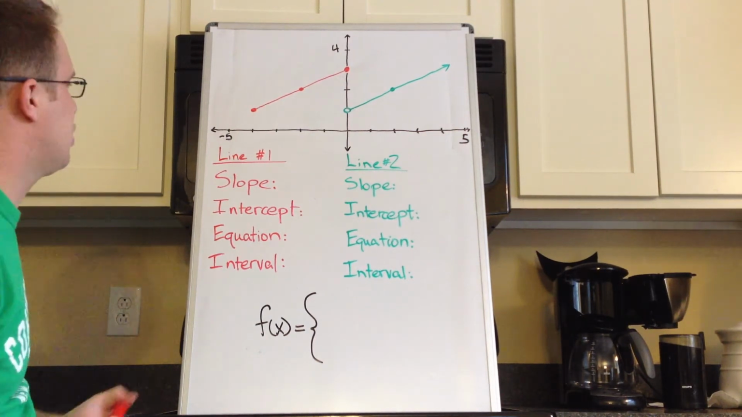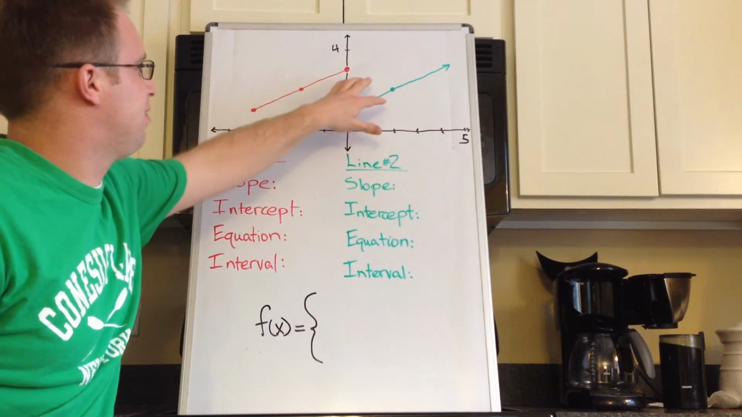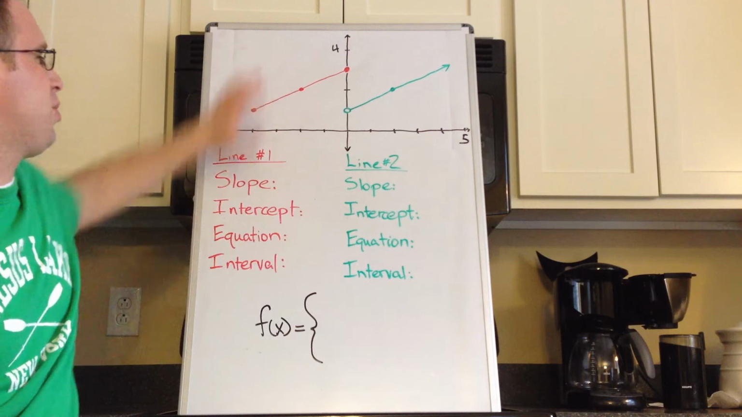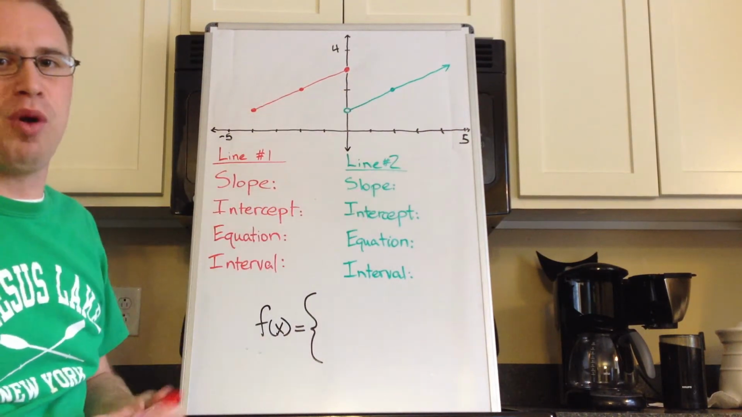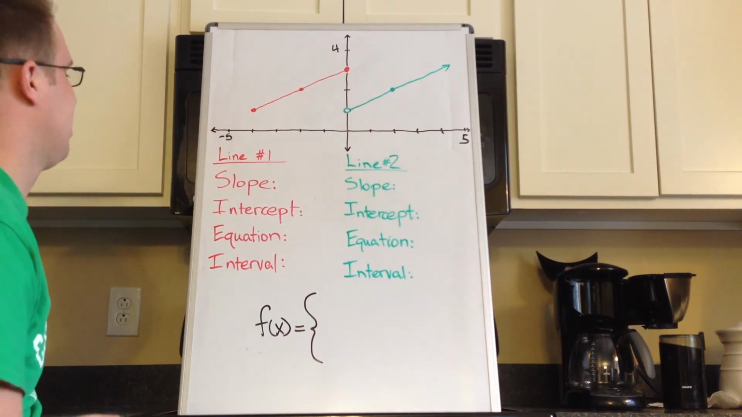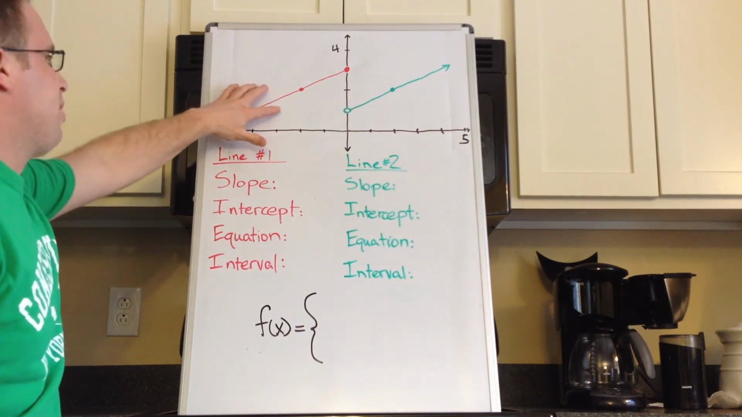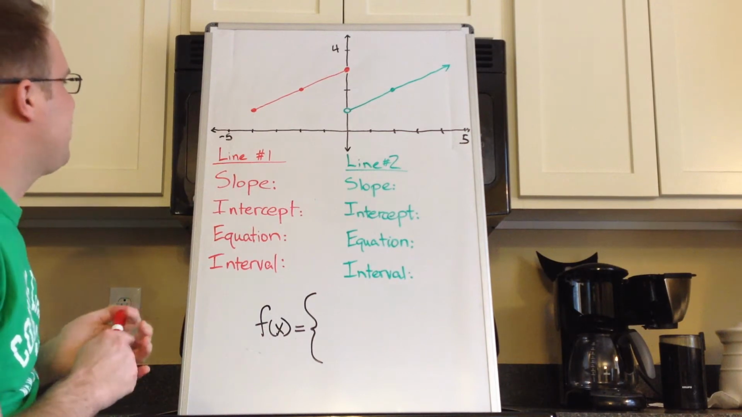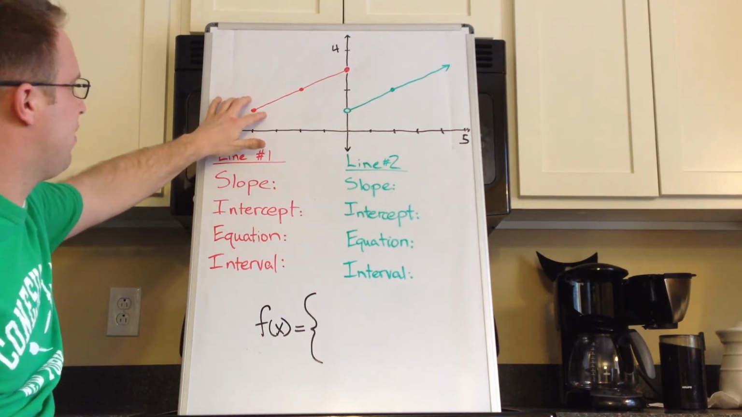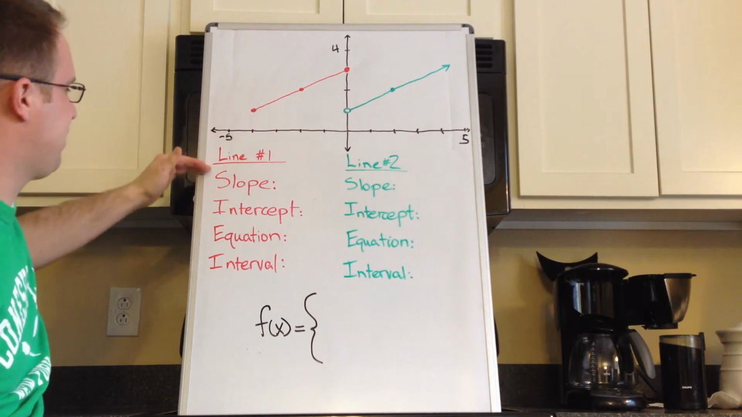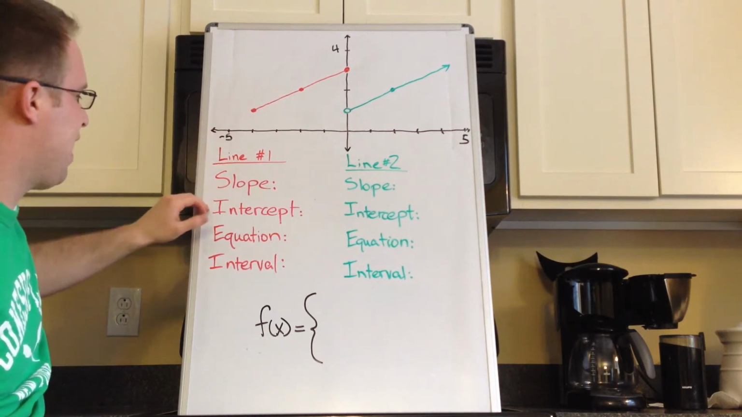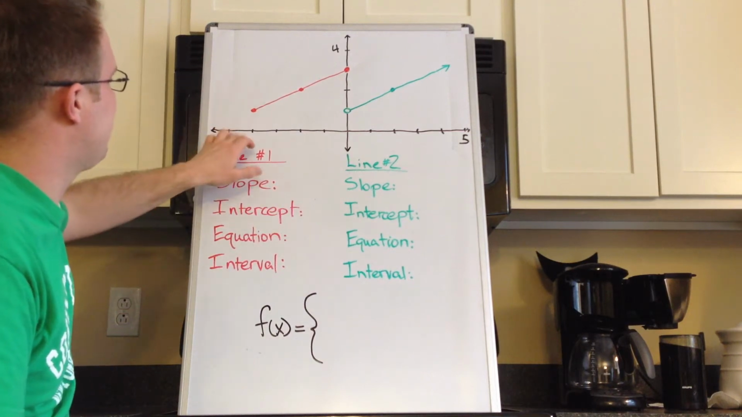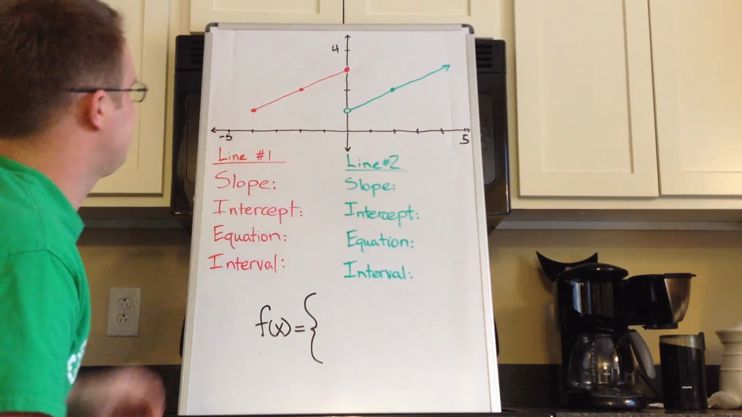Okay, so we're given two different pieces of this graph here. I drew them in different colors so that you'd know which one I was talking about all the time. Again, that won't be done on the homework and it won't be done on the test. So I'm just going to call the red line, line 1, and the green line, line 2. The first thing we need to do is figure out what the slope is of the red line. For each one of these lines we have to figure out what the slope is and the intercept is. That way we can write the equation of the line. And then we're going to look at what the interval is over which this line is graphed.